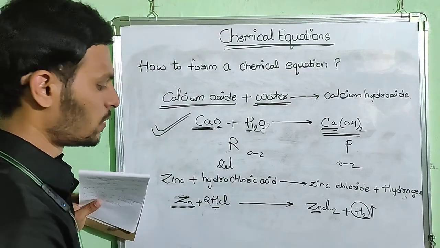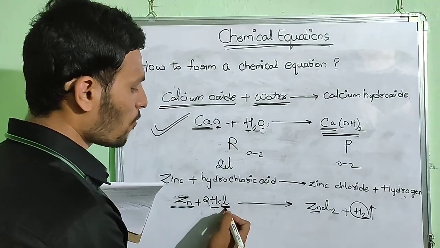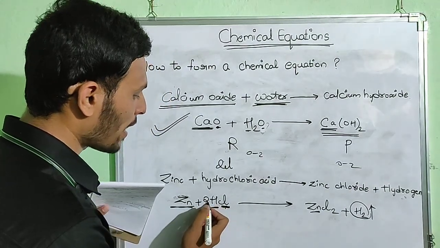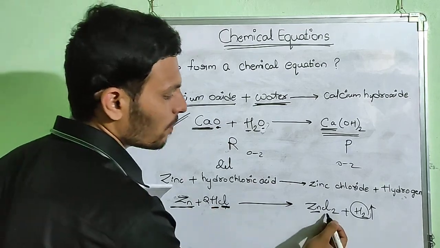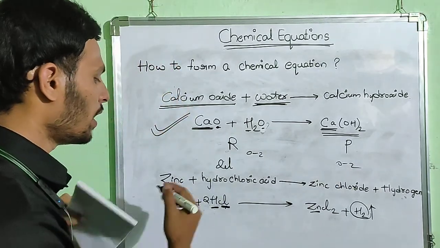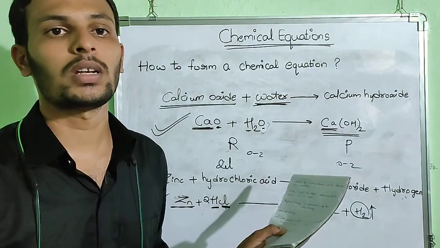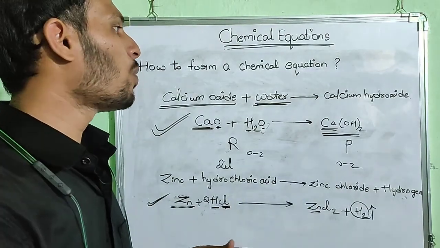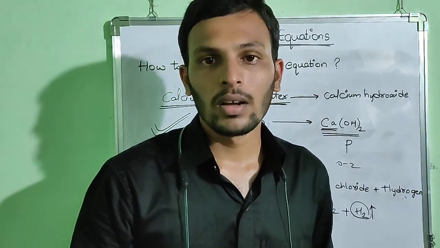Now chlorine. We have 1 chlorine here, and now if I add this, we have 2 chlorines. We have 2 chlorines on the other side also. So this equation is a balanced equation. Now we'll see how to balance an equation in a clearer form.